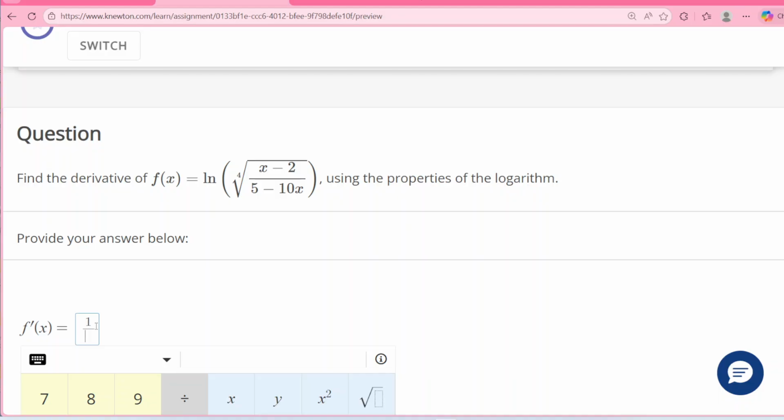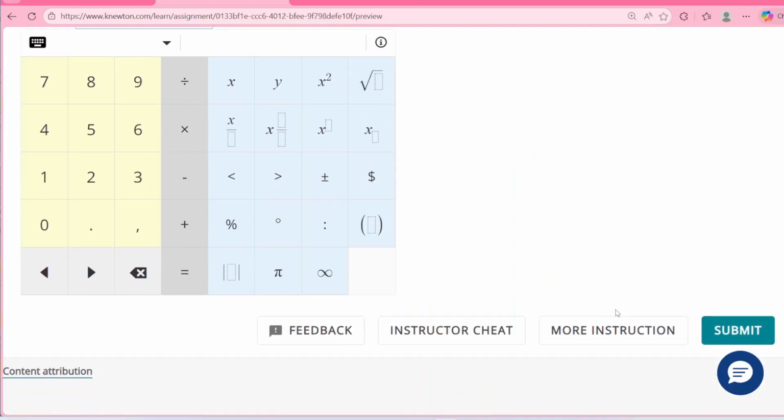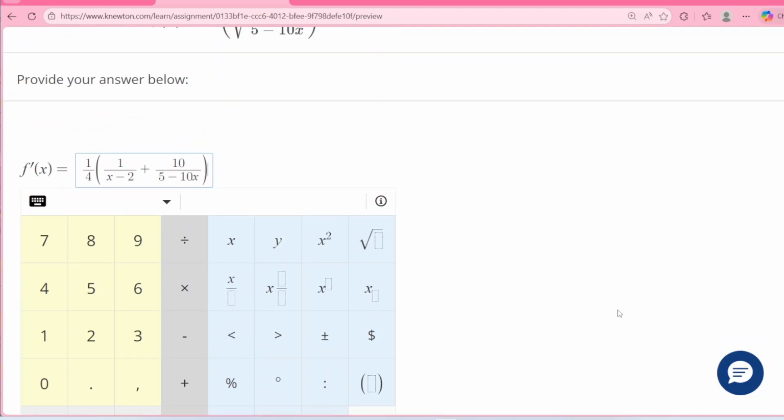So we got 1/4. I'm just going to keep that on the outside, and 1 over x minus 2, and then plus 10 over 5 minus 10x. Close all those, right? The quarter on the outside. If you want to distribute the quarter, you could. Yeah, that should be good.